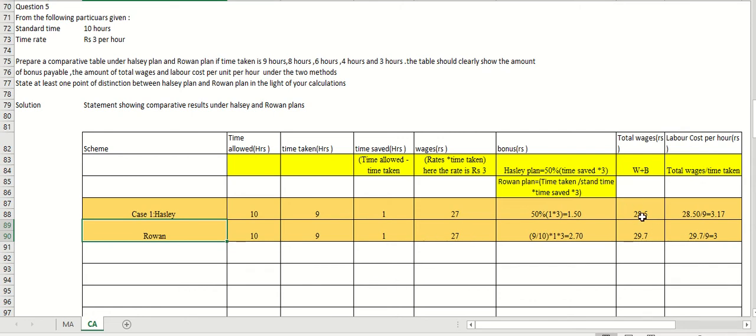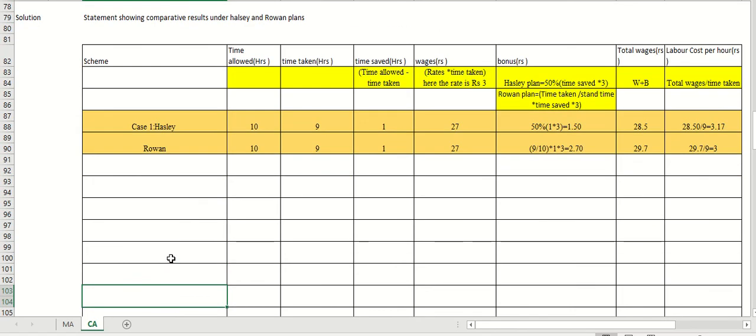So your total wages for the employee under Halsey method is 28.5 divided by 9, you get 3.17. And under the Rowan method, it is 29.7 divided by 9, which you get 3 rupees. So this is how you're supposed to calculate for each case. So case number 2, which is under Halsey method and under Rowan method. So your time allowed remains same, which is 10 hours.